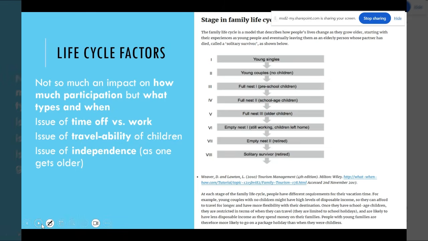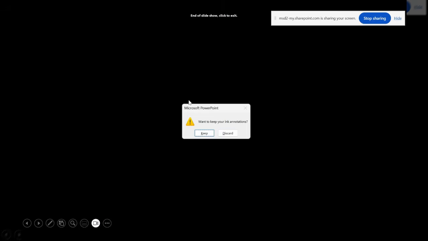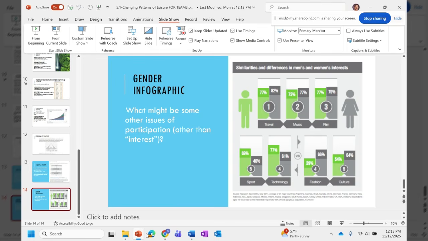Environment plays a role. Life cycle factors are related to not so much how much participation, but the types of things you do. You're talking about what kind of travelability you have, your level of independence. There's this whole thing called silver tourism, which is tourism solely for people that are retired or getting into their golden years or older ages, silver. Anyway, so those are things as well. It's not about the amount of tourism, but the type of tourism that people are going to be interested in. And gender as well. So we went around and we looked at some different examples of that. That would be topic 1 for you.